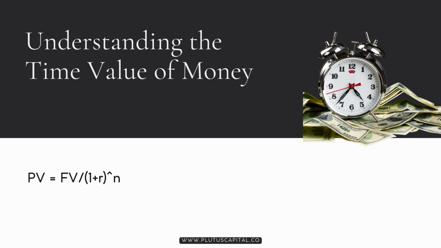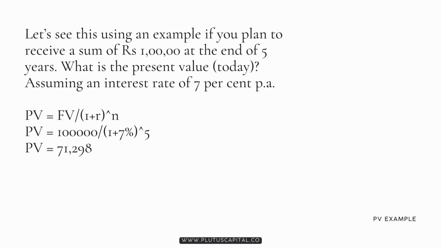Let's say you plan to receive a sum of rupees 1 lakh at the end of 5 years. What is the present value of that amount, that is the value today? You can assume an interest rate of 7%. We can use the formula: present value is equal to future value, 1 lakh rupees, divided by (1 plus r, which is 7%) raised to the power 5, which is 5 years. This gives us 71,298. So for 1 lakh rupees that you have to receive after 5 years, the present value of that money is 71,298.